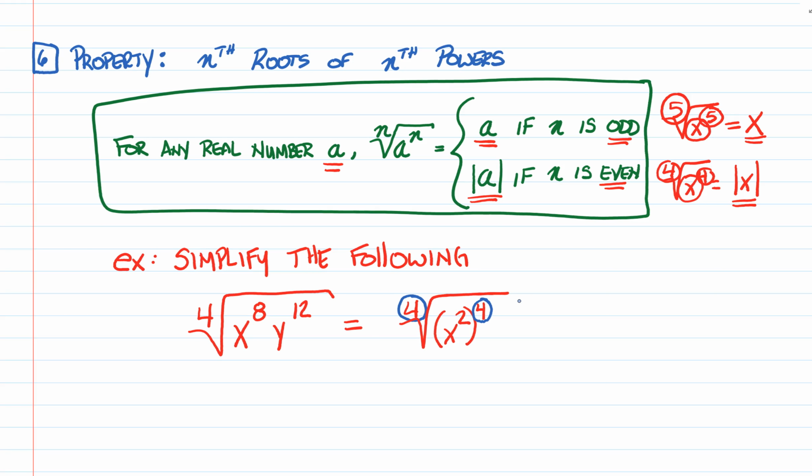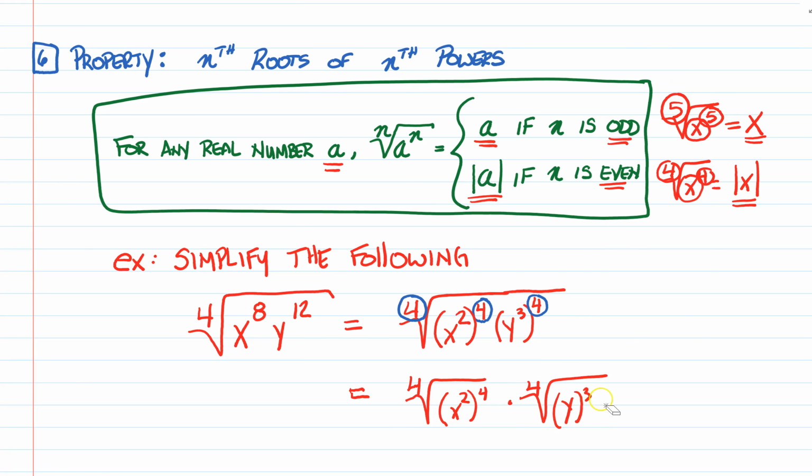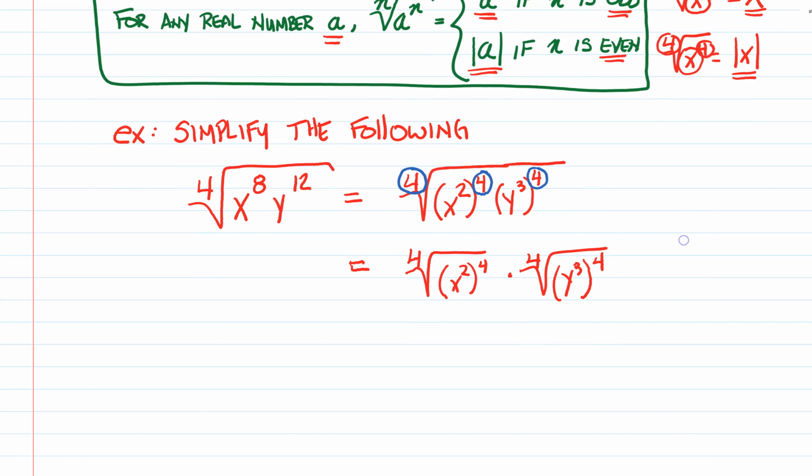That's good news. But I'm not done, because I can also write this as y to the third all to the fourth. Let me extend my radical. Again, notice that my index and my exponent match. This is good news for us. So let's keep going with this, all right? So this is going to mean that I can have the fourth root of x squared all to the fourth times the fourth root of y cubed. Oh, this goes on the inside, my bad. Excuse me. Y cubed all to the fourth. So I'm just breaking this down into little bitsy pieces.